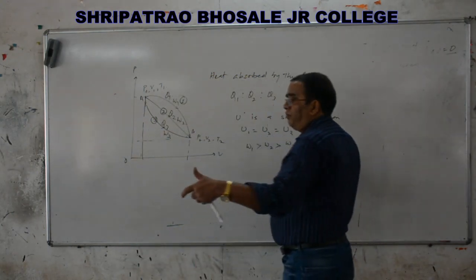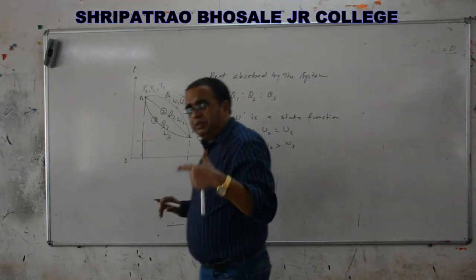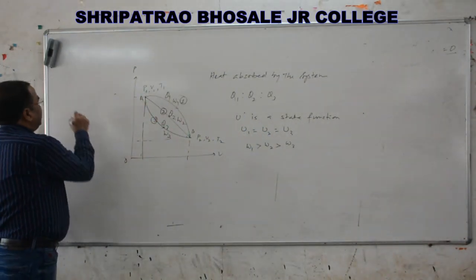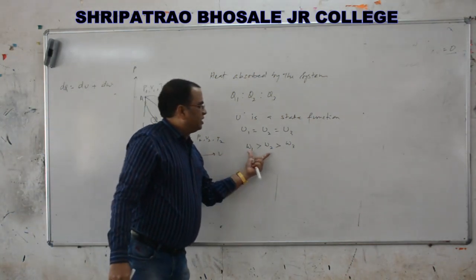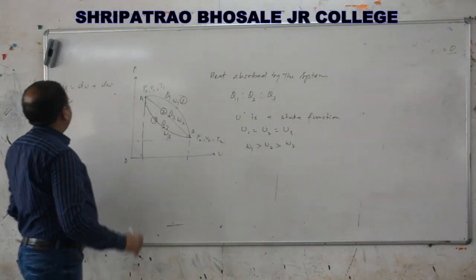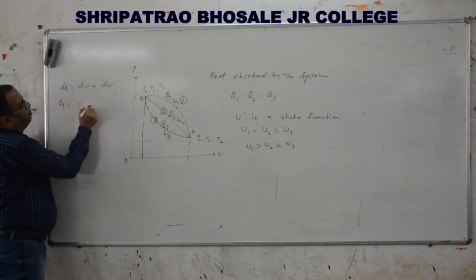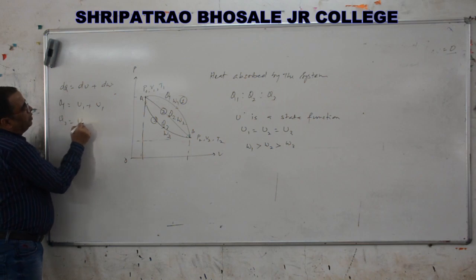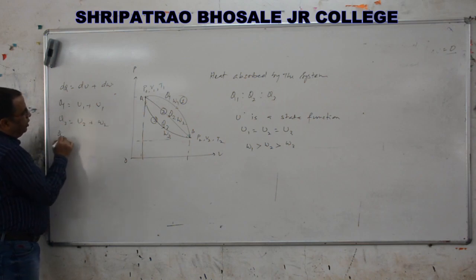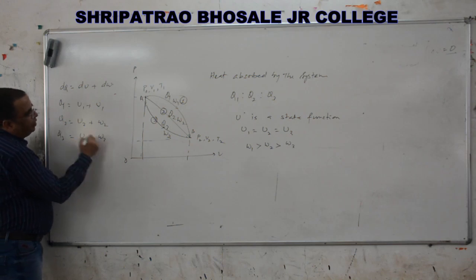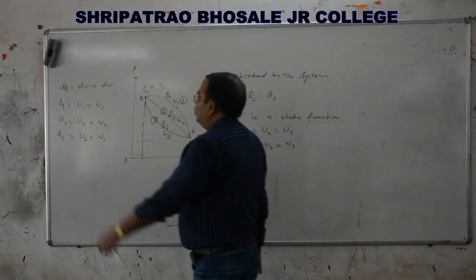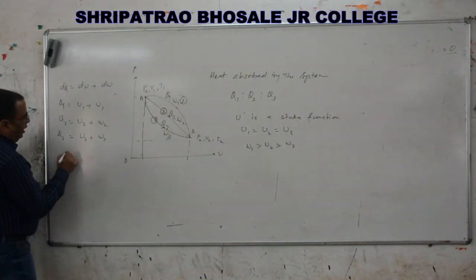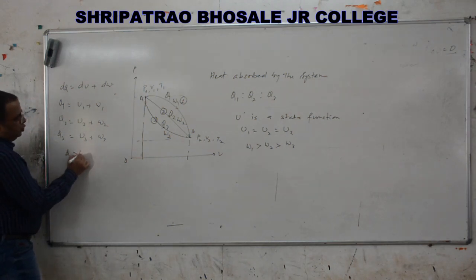Now come to the first law. This question will be solved according to the first law, which says dQ is equal to dU plus dW. So Q1 will be U1 plus W1, Q2 is U2 plus W2, and Q3 is equal to U3 plus W3. Which one is maximum? W3 is minimum, W1 is maximum, and U1, U2, U3 are equal, so that doesn't make any difference. Finally, Q1 will be the maximum. Q1 is greater than Q2, and Q2 is greater than Q3.